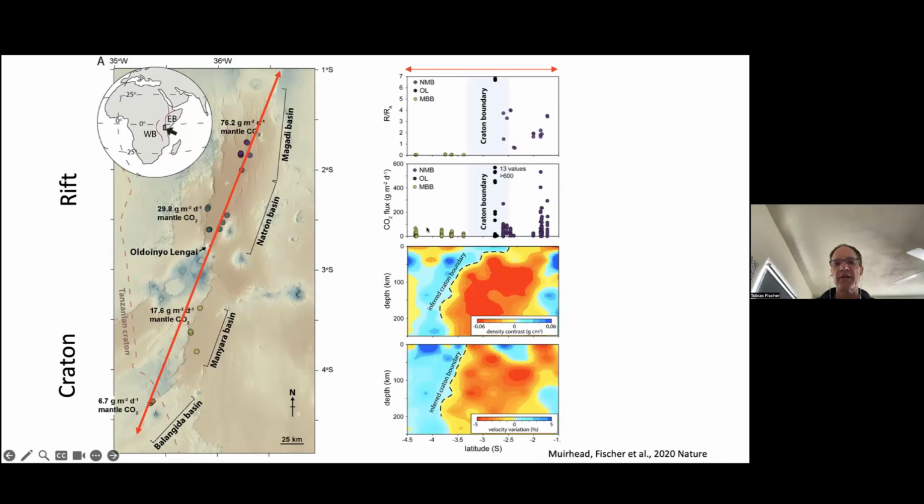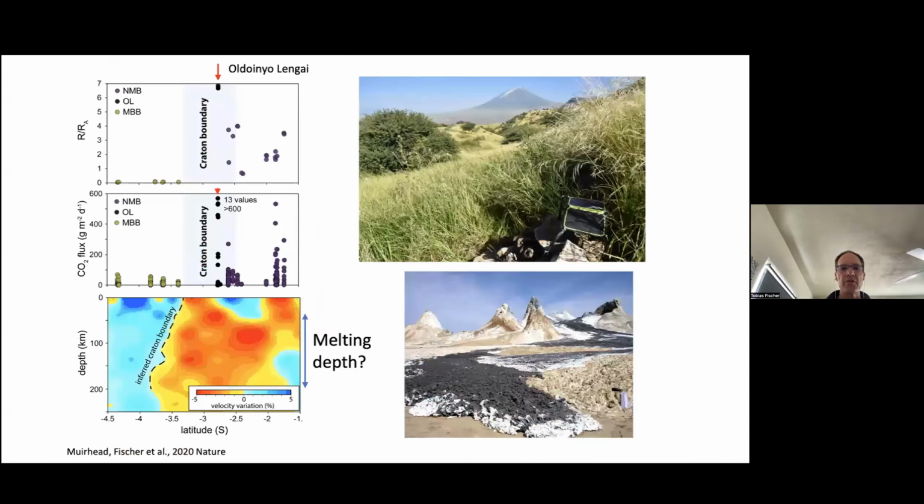CO2 flux is very flat, nothing on the craton, and then you jump up at the craton boundary. And then as you go further away, it remains high, but it's dominated by these faults. So it aligns with this area of low density in that section of the rift. The boundary is exactly where Oldonyo sits, right? So Oldonyo sits right at the craton-rift boundary, and that's where you have the highest helium numbers and the highest CO2 flux.